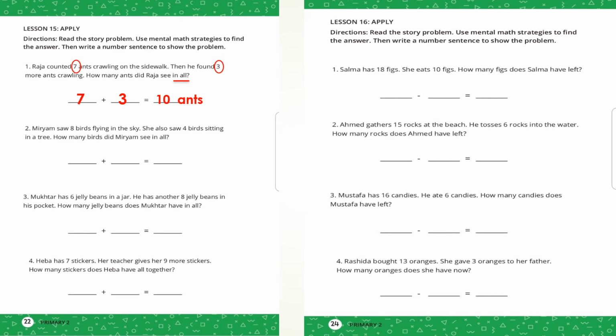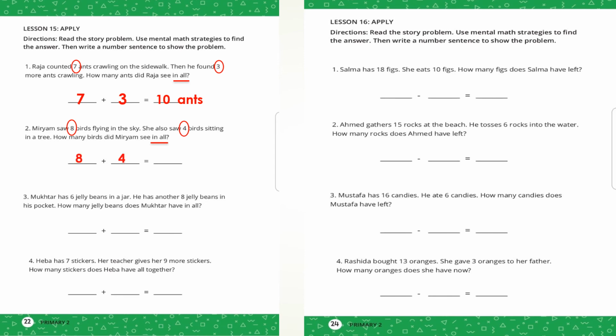Question number 2. Miriam saw 8 birds flying in the sky. She also saw 4 birds sitting in a tree. How many birds did Miriam see in all? Circle the numbers 8 and 4 and underline the keyword all. All is an addition keyword. So we will write 8 plus 4.